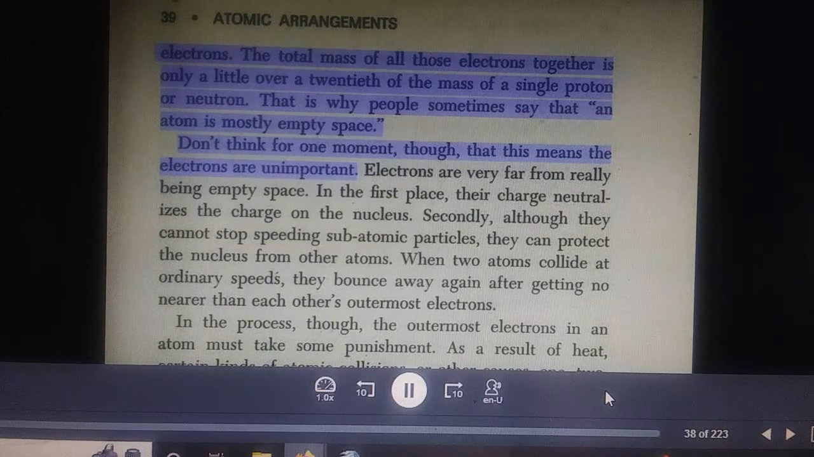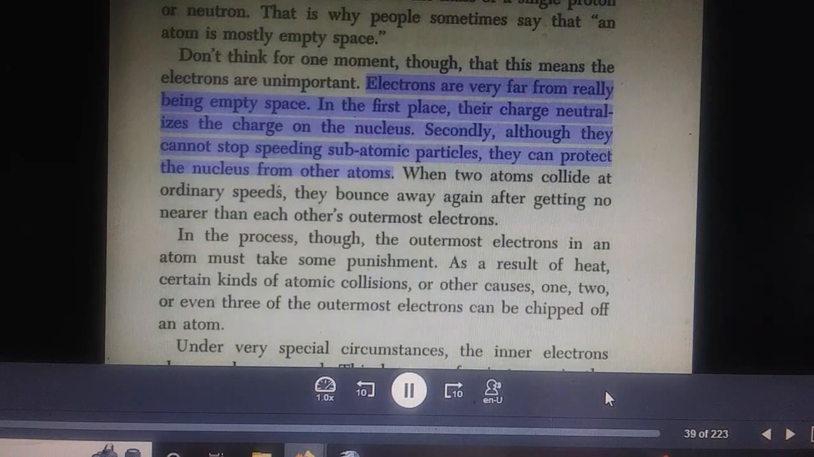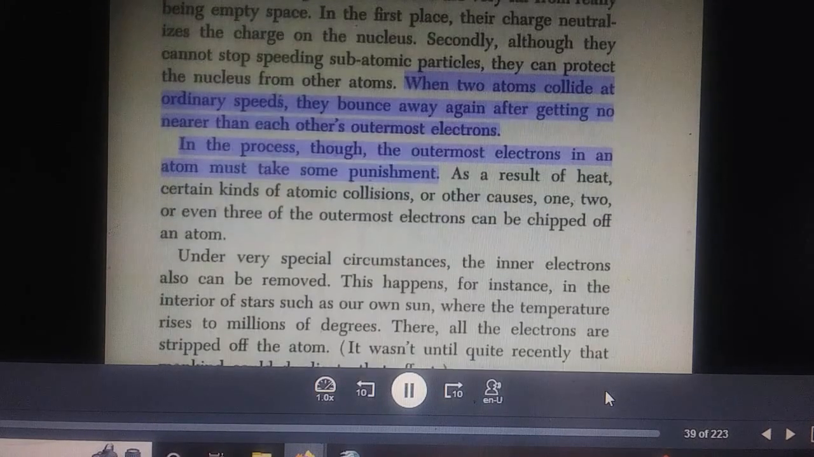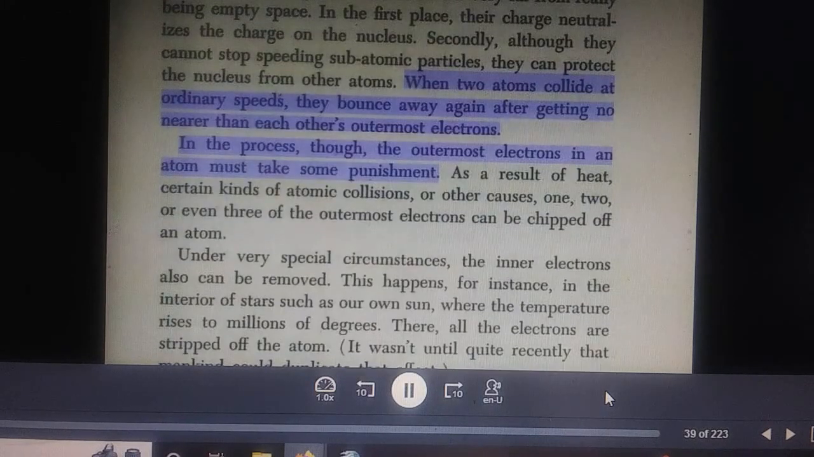Don't think for one moment, though, that this means the electrons are unimportant. Electrons are very far from really being empty space. In the first place, their charge neutralizes the charge on the nucleus. Secondly, although they cannot stop speeding subatomic particles, they can protect the nucleus from other atoms. When two atoms collide at ordinary speeds, they bounce away again after getting no nearer than each other's outermost electrons.